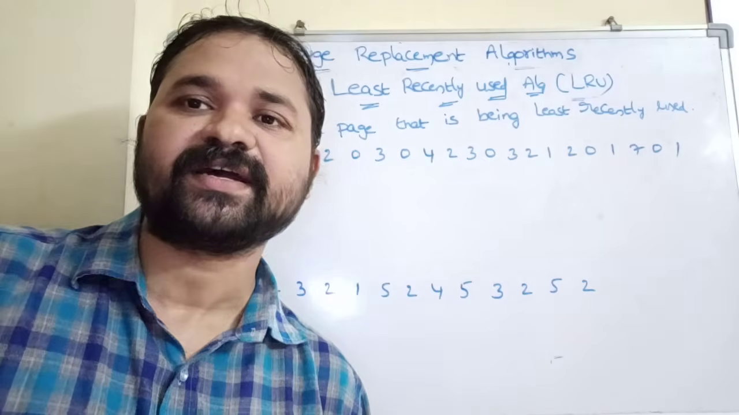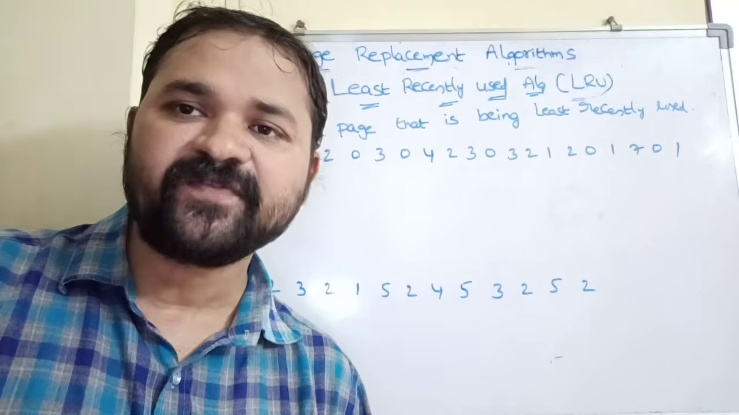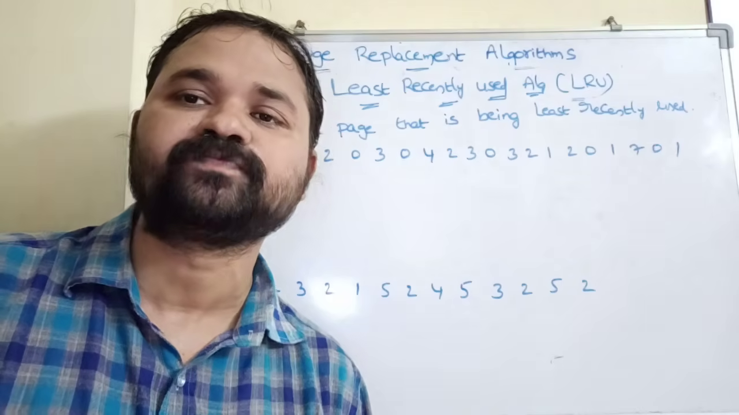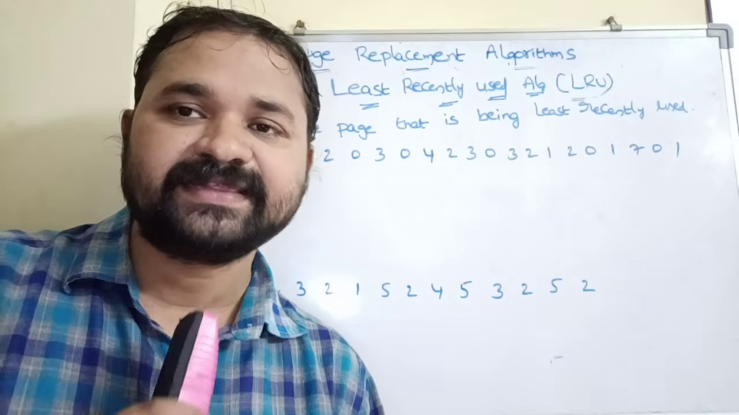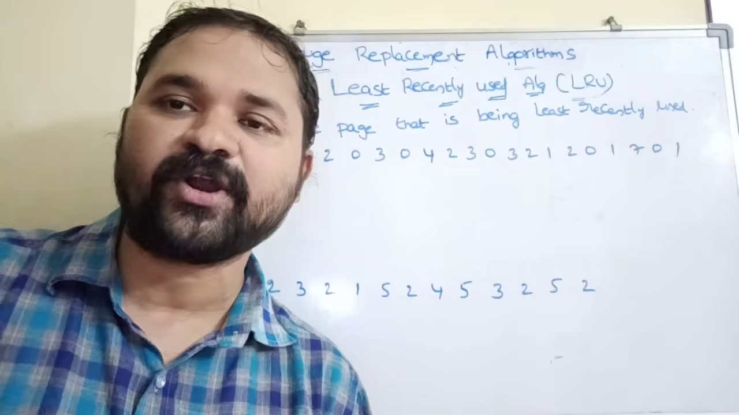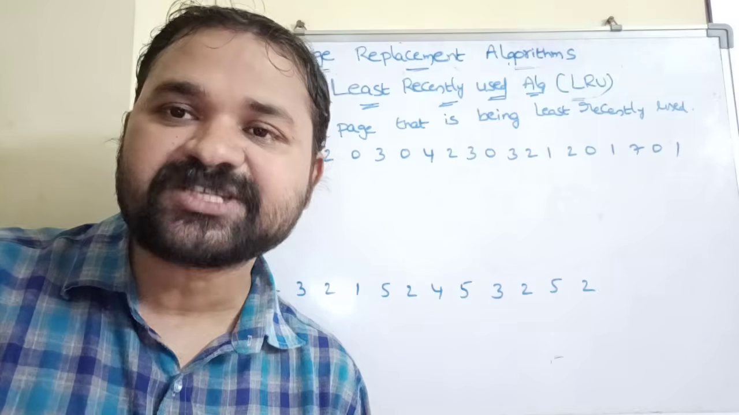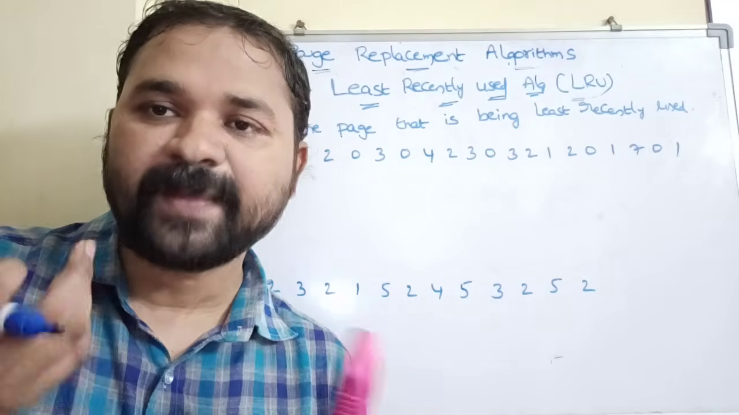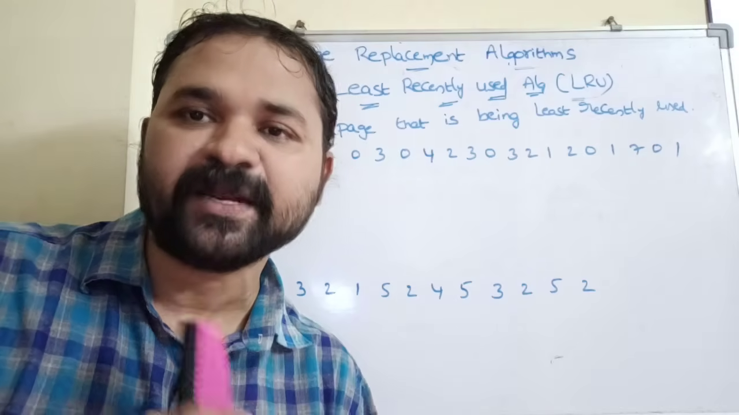Now let's see about least recently used page replacement algorithm. In short, we can call it as LRU algorithm. Whenever CPU needs to execute a page, then it checks whether that page number is present in main memory or not. If the page is not present in the main memory, then it is called as page fault. So page fault indicates that the corresponding page number is not present in main memory.